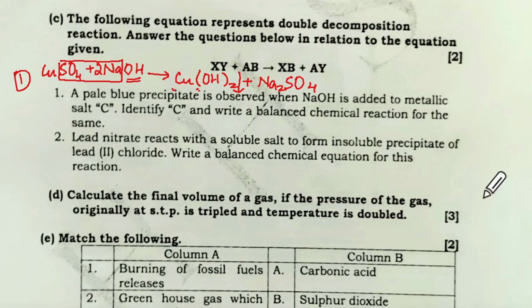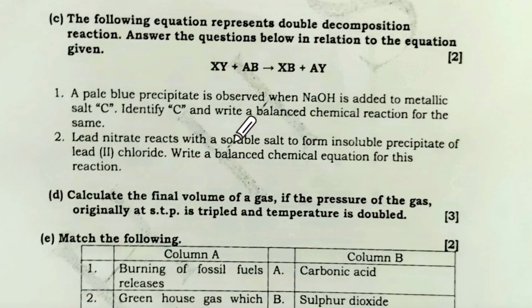Let's come to the second one. Lead nitrate reacts with soluble salt to form insoluble precipitate of lead chloride. So write the balanced equation. They are only asking for the equation. So lead nitrate means at least I can write Pb(NO3)2, correct? Plus, I don't know what I'm adding, but what am I getting? I am getting insoluble precipitate of PbCl2. So here there must be something with Cl, no?